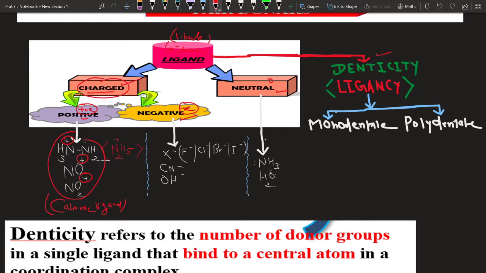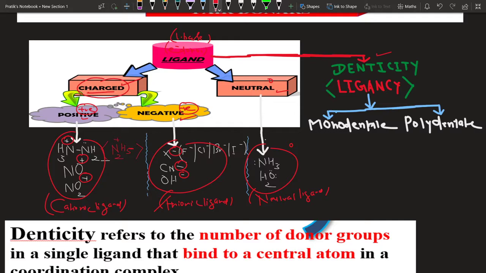In all these examples, you'll see there is a common negative charge, and because they all contain negative charge, they are all referred to as anionic ligands. But in all these molecules, if you see, they don't have any charge. Their charge is zero. So these are all referred to as neutral ligands.